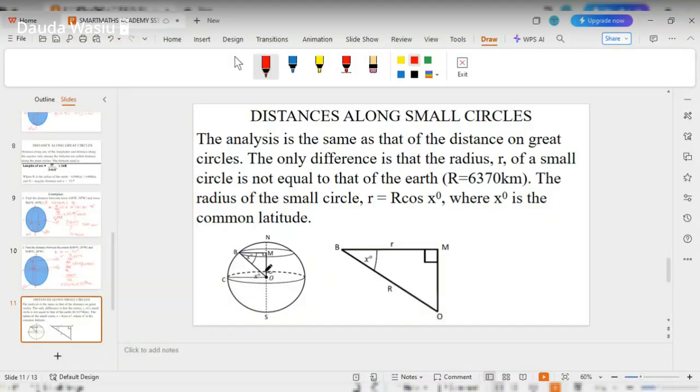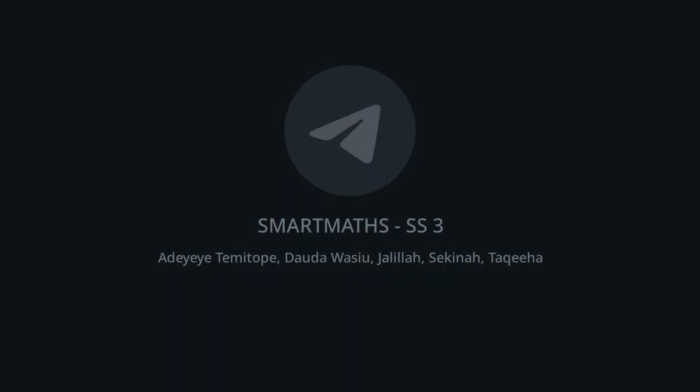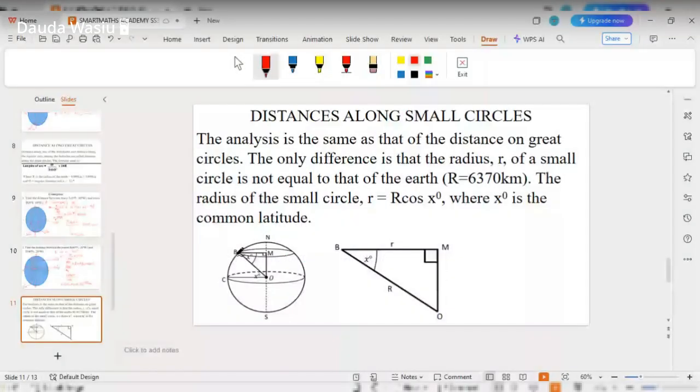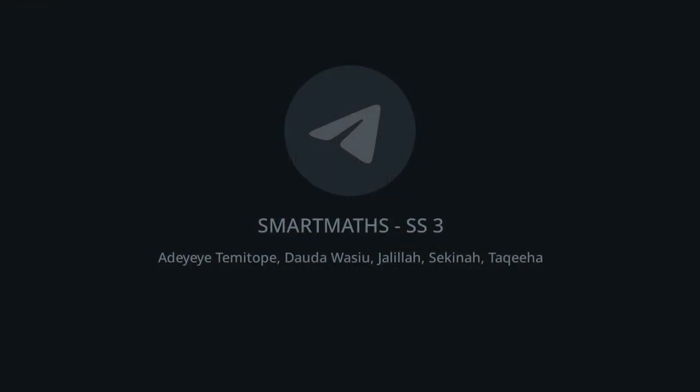The first diagram. So we have the Earth surface, we have the north, south, the west, and the east. According to this question, the small circle is this circle at the upper part here, the one labeled B, BM. This is the small circle, that is the latitude. To now get the radius of this small circle, we have the distance from B to M, which is labeled r.